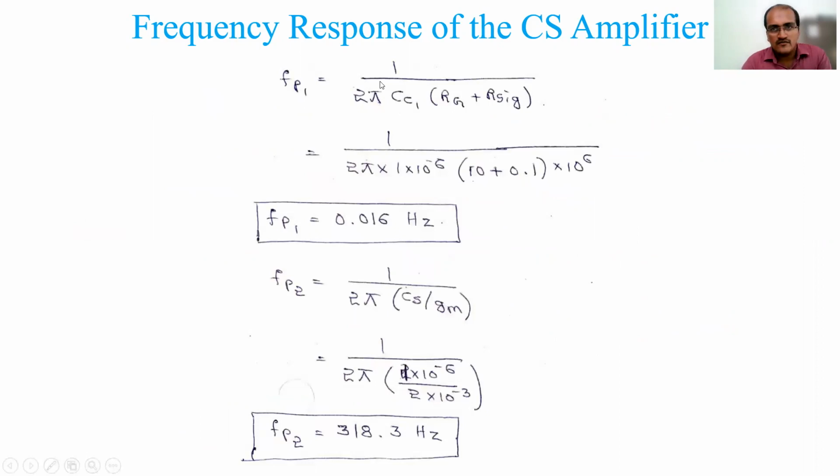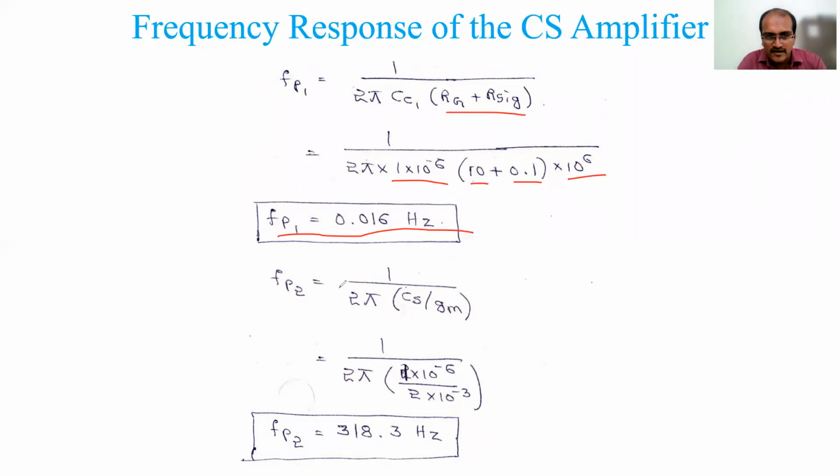The fE1 formula depends on CC1 and the input resistances RG plus R signal: 1 by 2π CC1 (RG plus R signal). Substitute the values. CC1 is 1 microfarad, RG is 10 mega ohm and R signal is 100 kilo ohm, nothing but 0.1 mega. Mega is kept outside, minus 6 plus 6 cancel out. So 1 divided by 10.1 into 2π will give you 0.016 hertz. It's a very low value because the capacitor is in micro. So the fE1 value is 0.016 hertz.